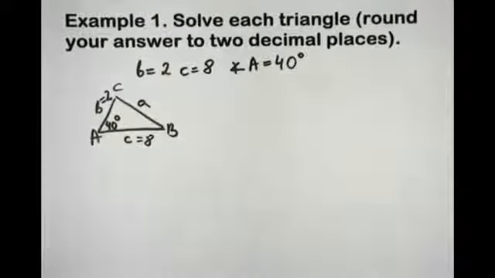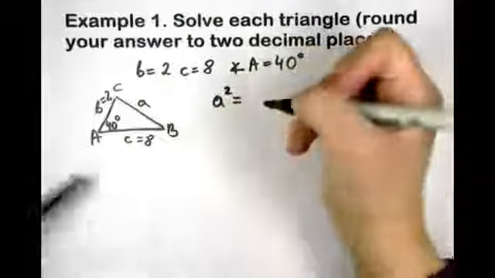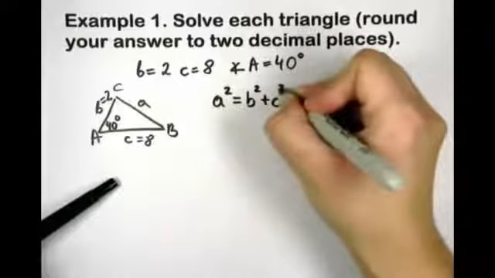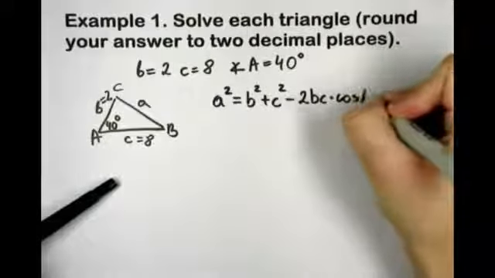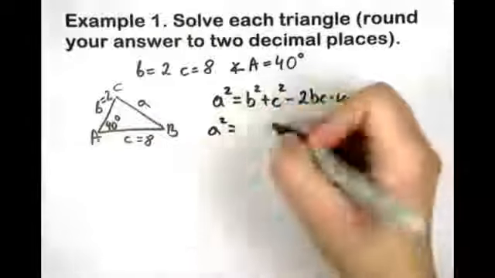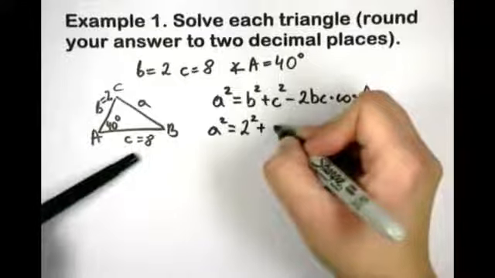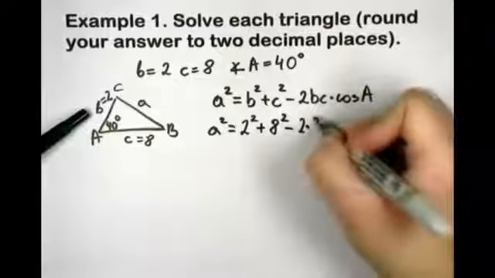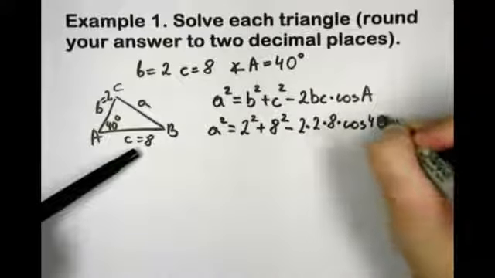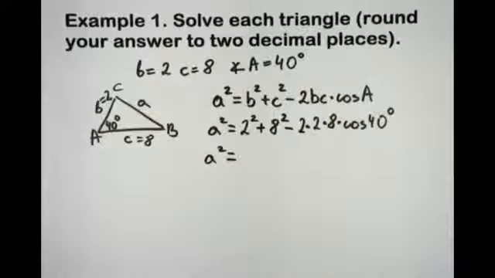So I have two sides and the angle between them. That means I need to use the cosine law. So we have that A squared is equal to B squared plus C squared minus 2BC times the cos of A. So A squared is equal to 2 squared plus 8 squared minus 2 times 2 times 8 times the cos of 40 degrees. We can punch everything on the calculator in one line.